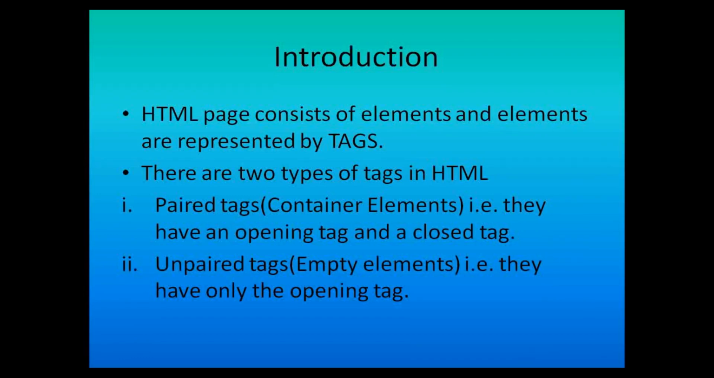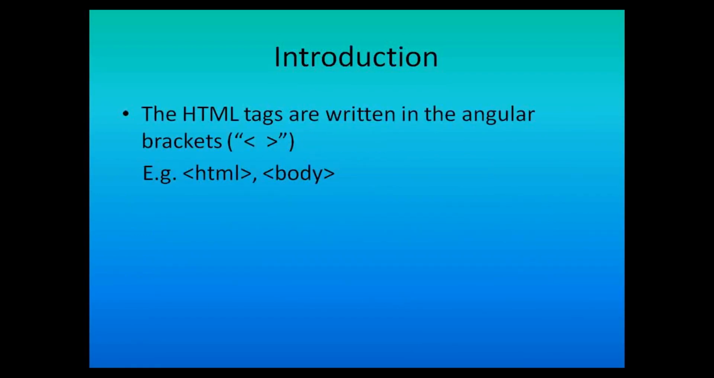Now when you don't have any data to be stored within the tag, then we'll go for an unpaired tag, and when you have data to be entered, we'll go for a paired tag. HTML tags are written inside the angular brackets as you can see on the screen. So some of the examples of these tags I'm showing you: HTML. So HTML is written within the angular brackets. Body tag represents the body of the web page and it is represented within the angular brackets.